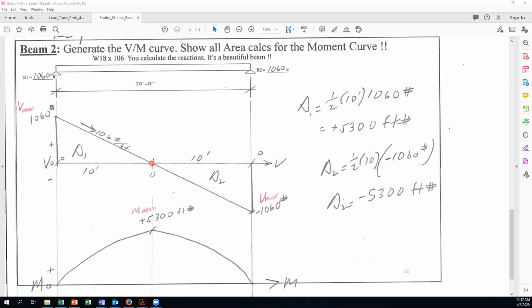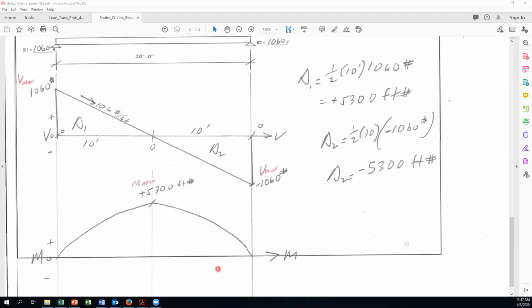So I didn't put all the steps in. I gave you the numbers. You know the steps from the previous PowerPoints. This is positive 5,300 foot-pounds. This is negative 5,300 foot-pounds. It is now a curve upwards and then a curve downwards. And I do close at 0.